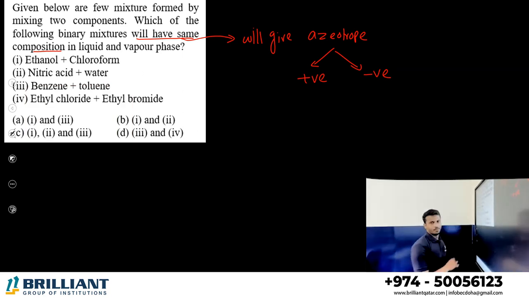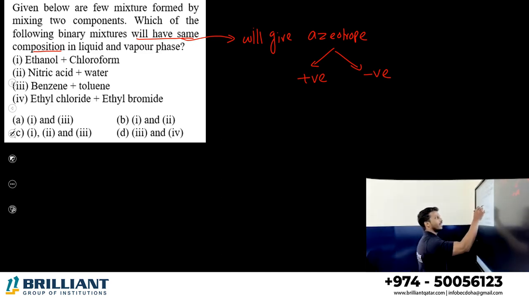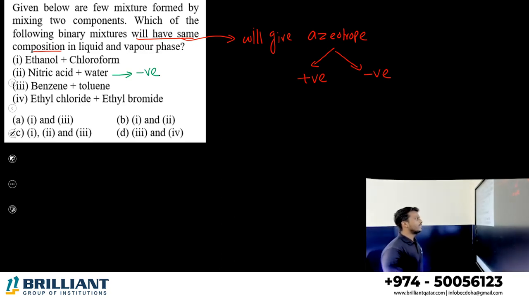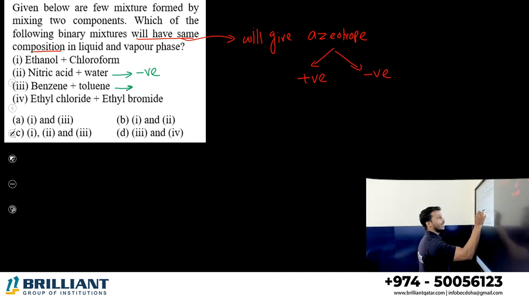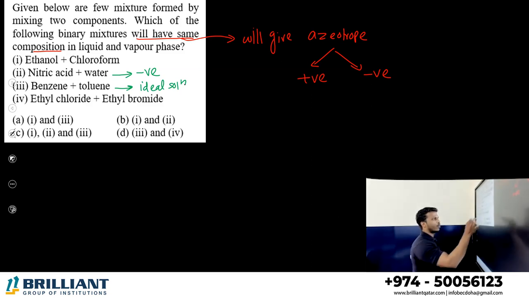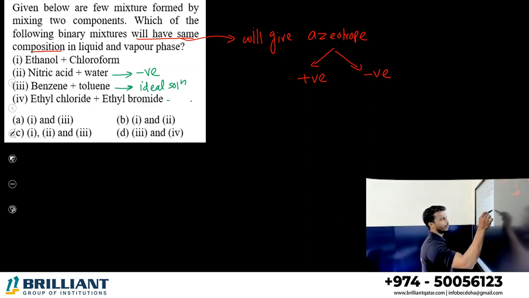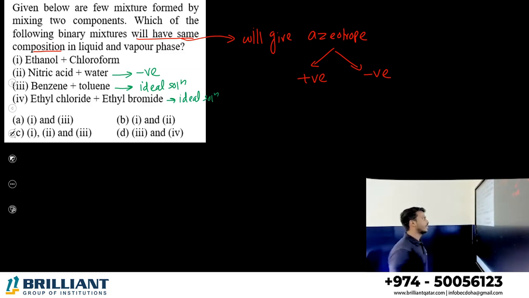Ethanol and chloroform. We didn't discuss that as an example, just wait. Nitric acid and water we studied under negative deviation, correct. Benzene and toluene we studied for an ideal solution. Ethyl chloride and ethyl bromide we studied for ideal solution. So definitely we can say the third one and fourth one cannot form azeotrope, because they are ideal solutions. Ideal solution will not form azeotrope.